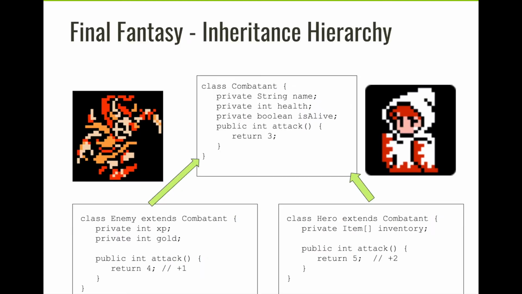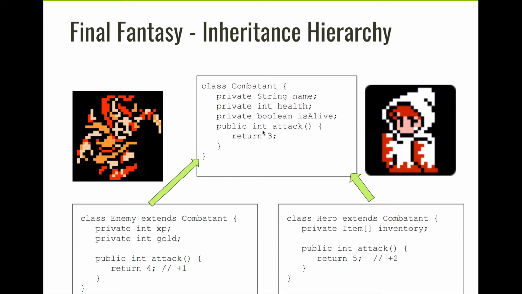So let's use a little bit of analogy. Let's just say, I don't know, maybe I play Final Fantasy. And in there we have a combatant, and then we have a hero, and then we have an enemy. Well, rather, the hero is a combatant, and our enemy is a combatant. So when I draw it here, you can see that these arrows reflect the class inheritance. So I know that my hero is a combatant. It extends the combatant class.